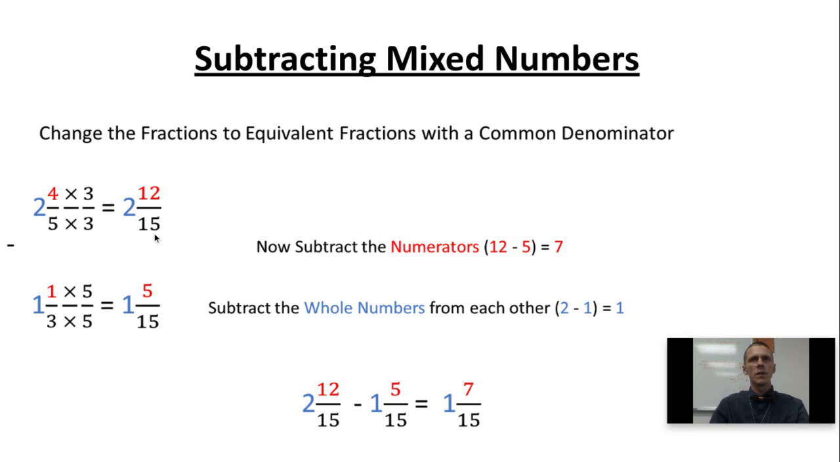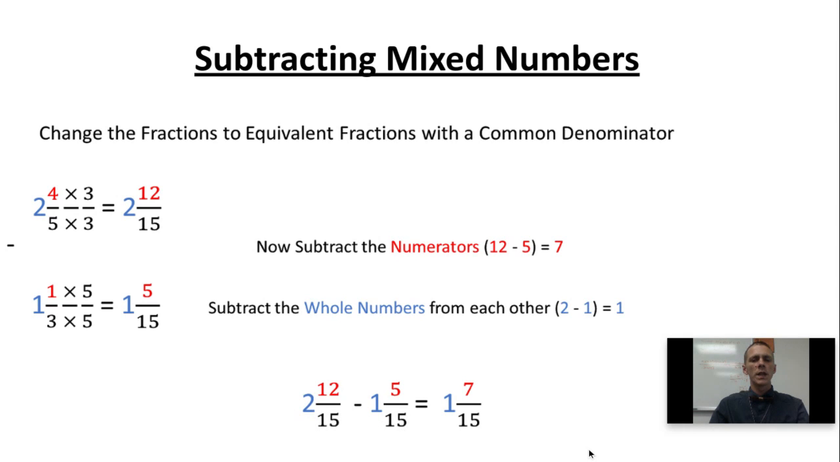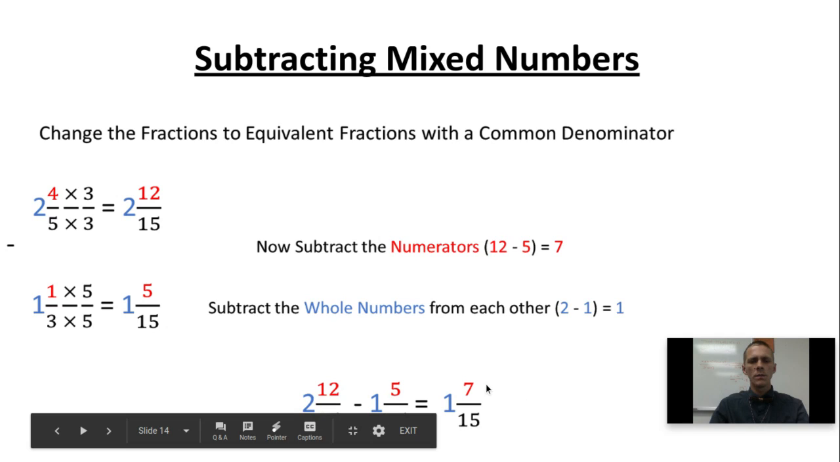Now that we have common denominators and we've raised both of our fractions, we can simply subtract the tops. So 12 minus 5 will give you 7. Bring your denominator over, which was 15, and subtract your whole numbers from each other, which is 2 minus 1, which gives us 1. So your answer is 1 and 7 over 15. Perfect. So let's go ahead and get to our last example.